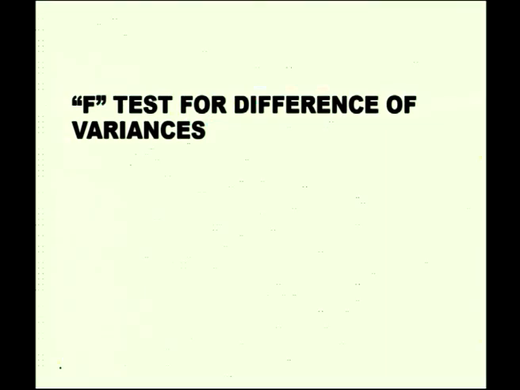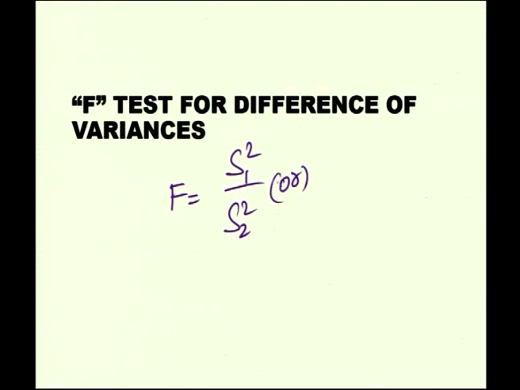F-test is named after R.A. Fisher. Okay. What does the F-test formula stand for? F is equal to capital S1 square by capital S2 square. This represents the estimates of the population variances. S1 square and S2 square represent estimates of the population variances, where this is the case when S1 square is greater than S2 square.